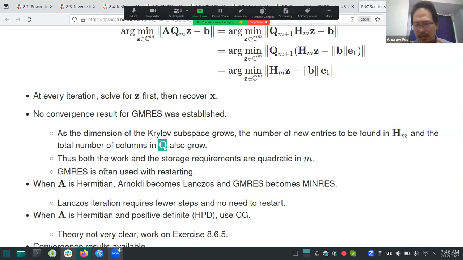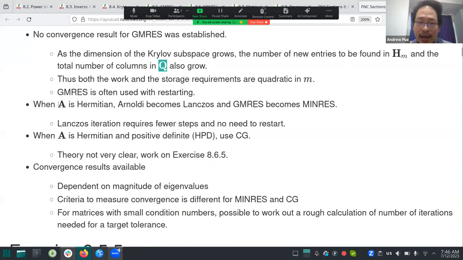The book doesn't tell you so much about how the reset is being done, but what I could gather is that you basically restart. At least my understanding is that when your M is large enough, you stop, and then you use whatever you have from that last point and feed it into the beginning once more. So basically, you start at M equals one again, using the information that you already have so far. Okay. And then when A is symmetric, then your GMRES is really MINRES.